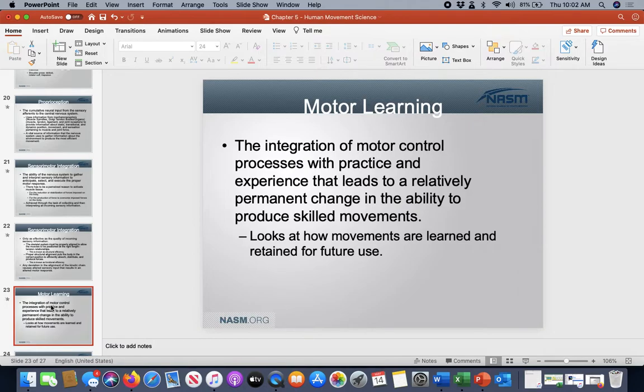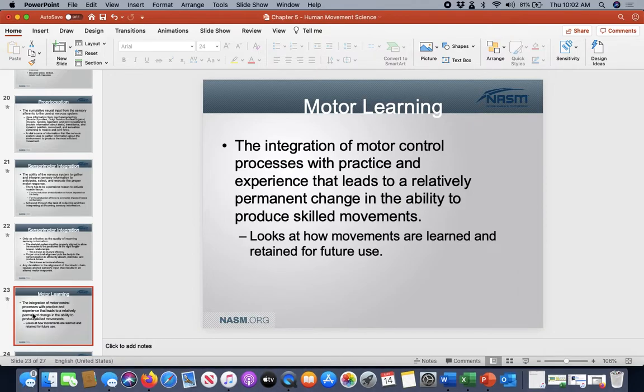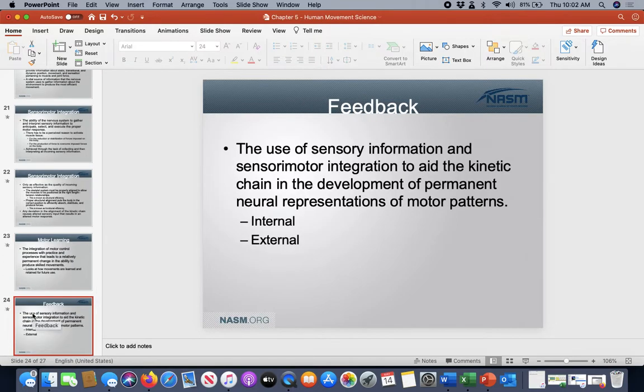So just think about those types of things when we're talking about motor learning versus motor control. Motor control is making the movement what it is, and then motor learning is learning more to make that movement even more effective. So with motor learning, we have what's called feedback. We have internal and external feedback, which we've kind of hit on before. Again, the better you get at internal and external feedback, the more likely you are to have a change in the kinetic chain that will create better nervous system output or representations of motor patterns or movements. Okay, that's the cool thing there.